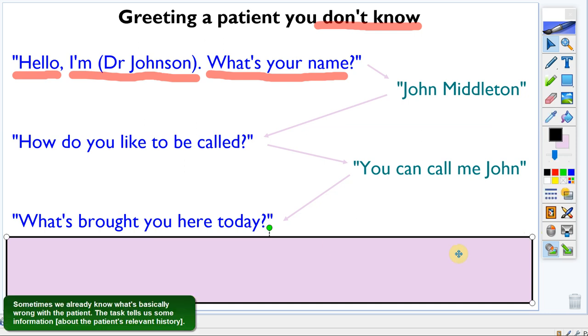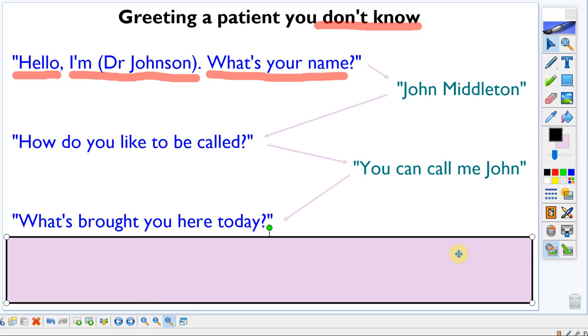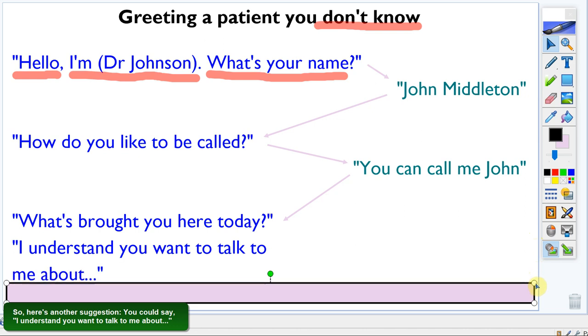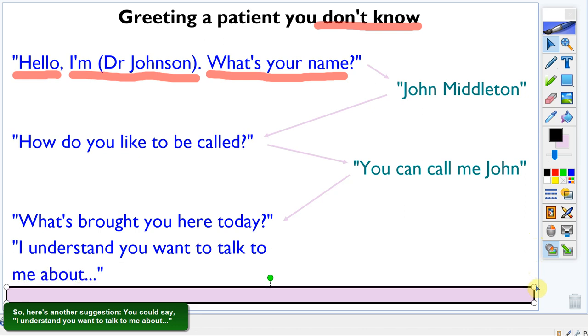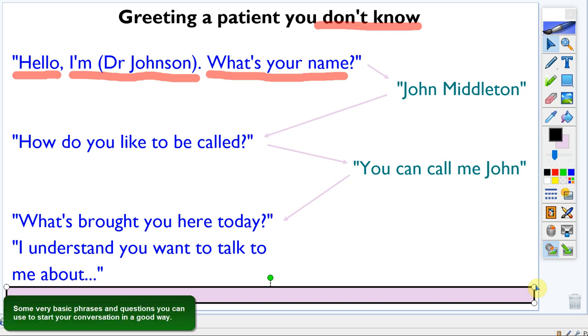Sometimes we already know what's basically wrong with the patient. The task tells us some information. So here's another suggestion. You could say, I understand you want to talk to me about. And then the patient can give you more information. And that's it, really. Some very basic phrases and questions you can use to start your conversation in a good way.